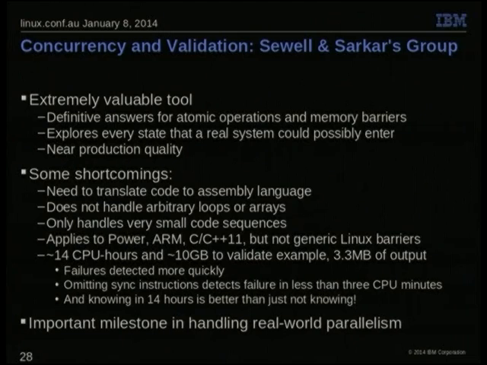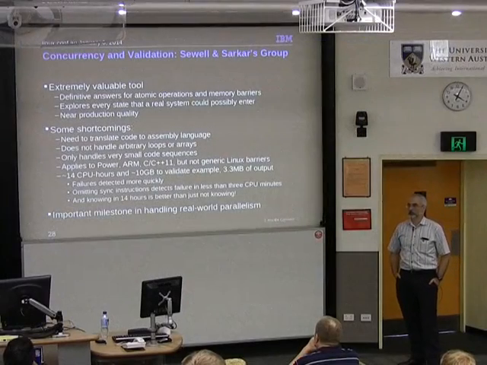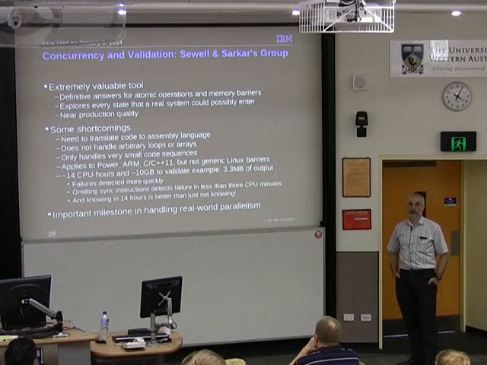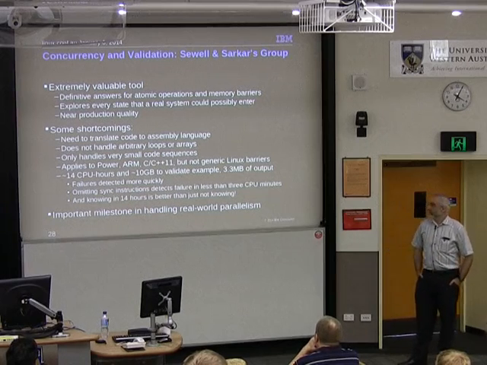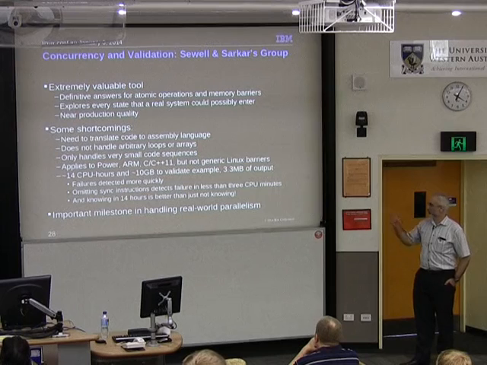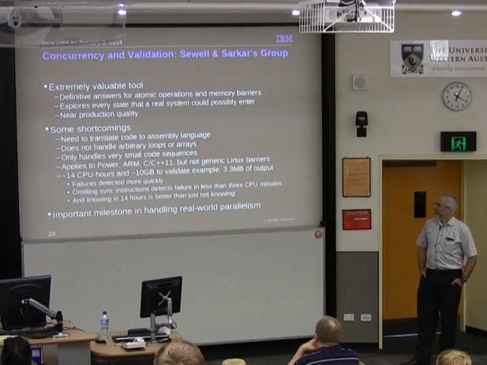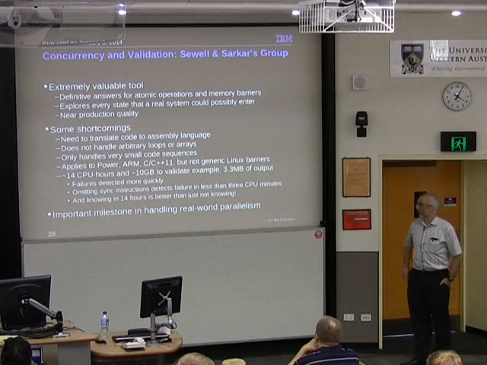Now, that example I showed on the previous slide takes 14 CPU hours and about 10 gigabytes of state space on a fairly recent x86 processor. So it does chew up a little bit of time. The one I showed was one that worked, so it had to do a lot of validation. Failures can be detected more quickly. And it's not perfect, but it's actually a really cool milestone in real-world parallelism.